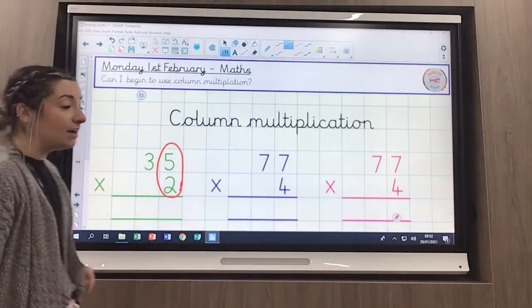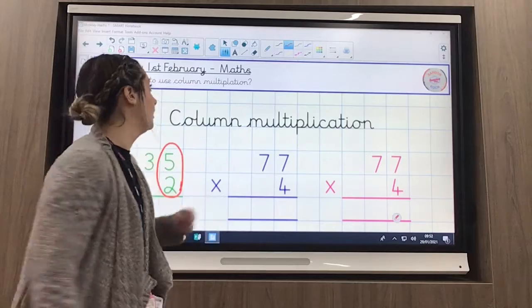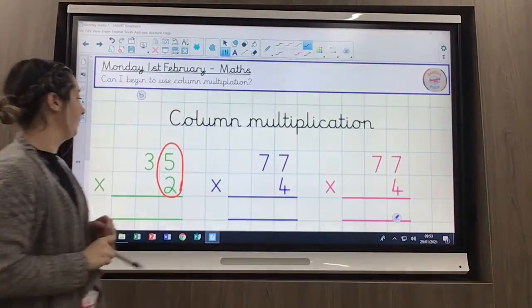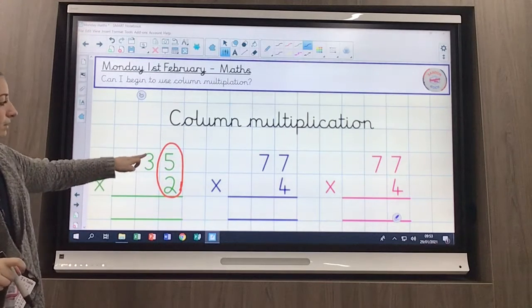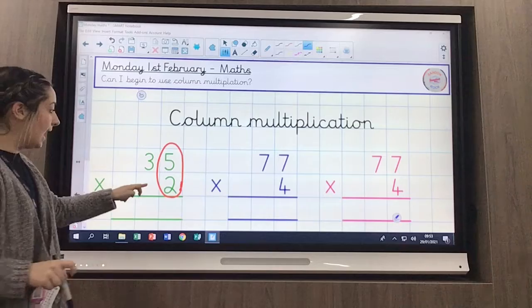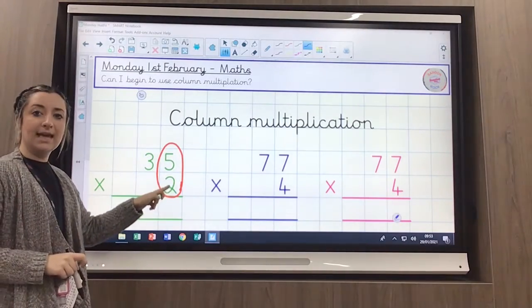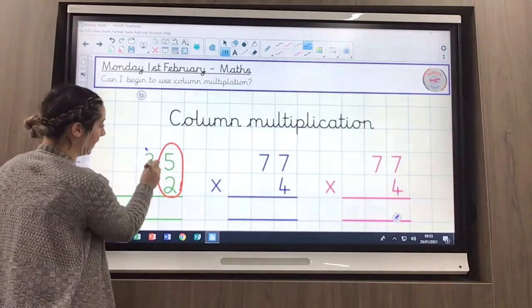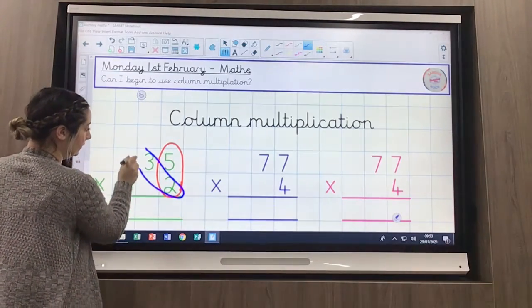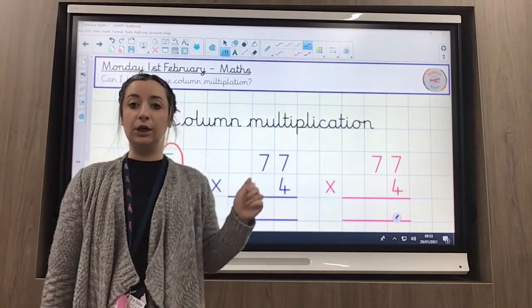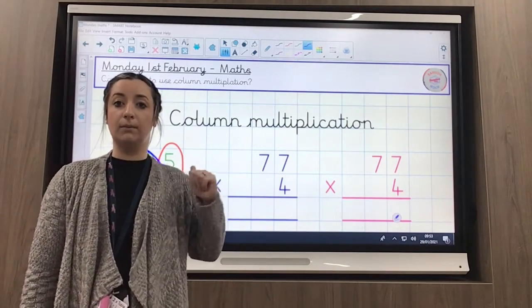Okay? And then what I'm going to do is get a different colour. So let's get a different colour. We'll go for blue. I'm going to circle the 10s, but there's nothing below in my 10s. I need to circle what's in my 1s at the bottom. So it's going to look like this. Okay. And this is the method that's going to help you solving your column multiplication.